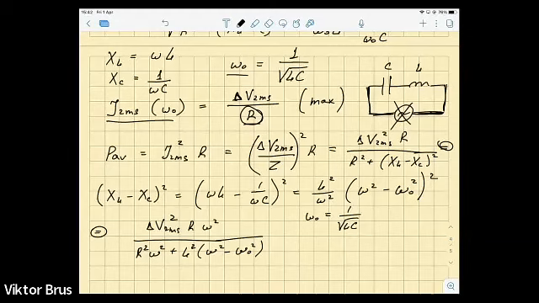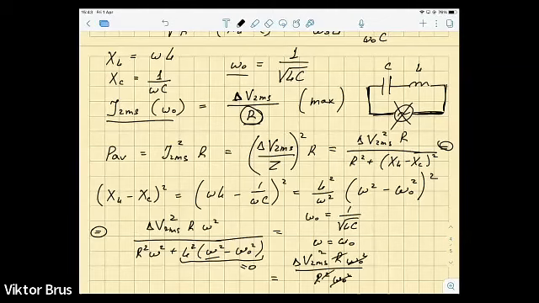So now if we set the frequency of AC current omega equal to omega naught, so omega is equal to omega naught, this will be equal to 0, and then we will get delta VRMS square times R over omega naught square, because we put omega naught instead of omega, and here will be R square times omega naught square. So these cancel out, these also cancel out.